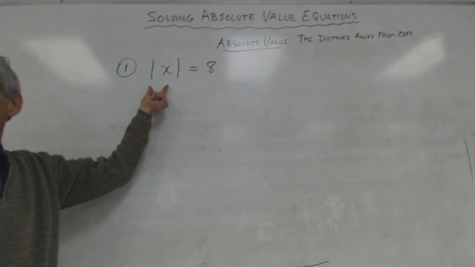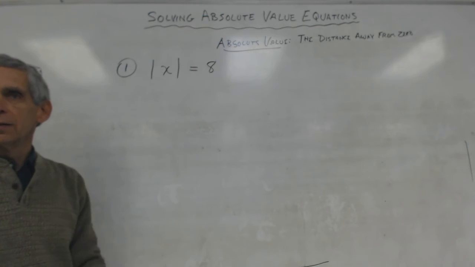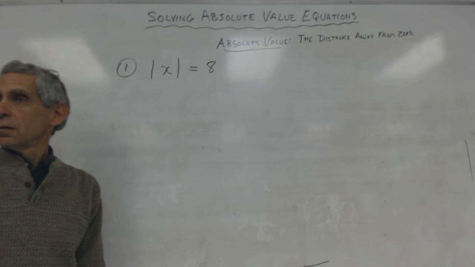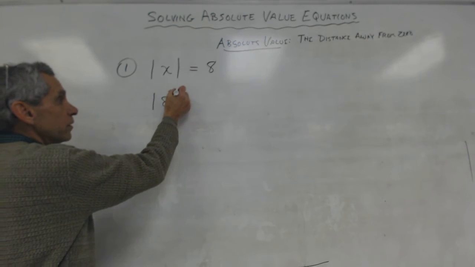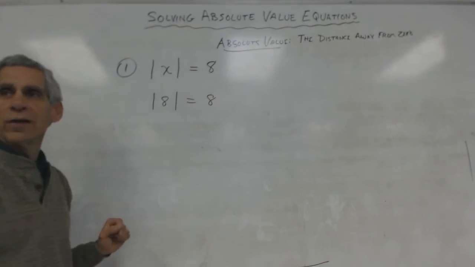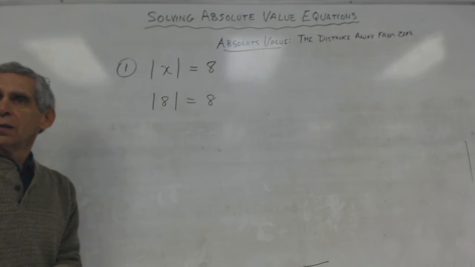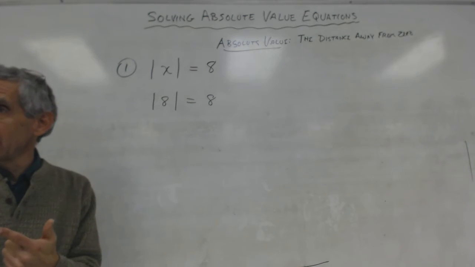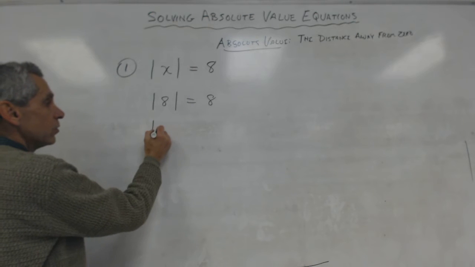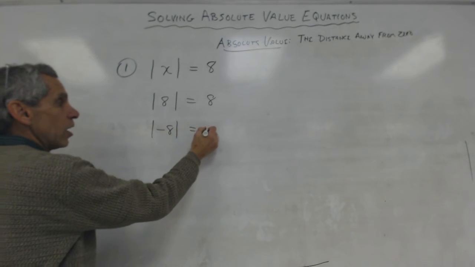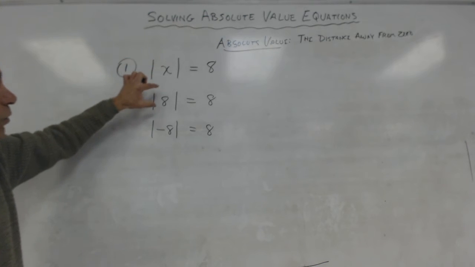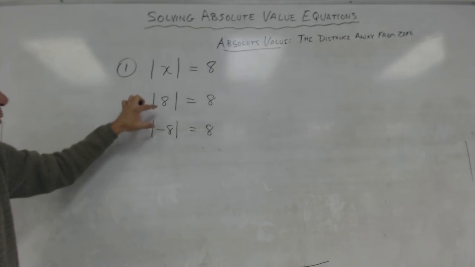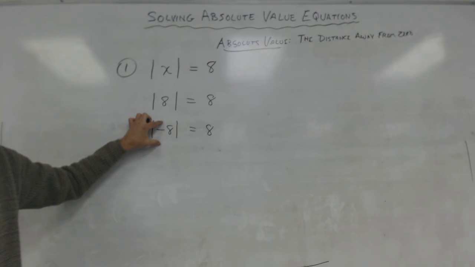What are all the possibilities that x could be? Could be 8. Okay, x could be 8. I agree. So the absolute value of positive 8 is equal to 8. Is there anything else that x could be? Negative 8. Negative 8, right? You guys agree with that? Yeah. It could be negative 8. So the absolute value of negative 8 is also positive 8. So what you're telling me is that x could either equal 8 or x could equal negative 8, right?